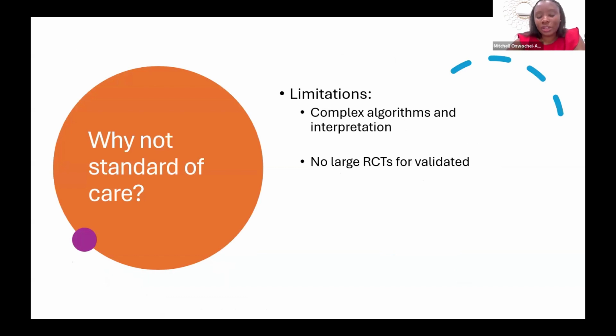So why are these not the standard of care? They're mostly non-invasive, and you can get a lot of variables from them. But the reason is that it has a lot of limitations. Most of them have complex algorithms, and it's hard to interpret. And because of the complex algorithms, it's hard to validate as to whether or not the values you get are accurate. There are also no large randomized control trials that have been done on them so far.